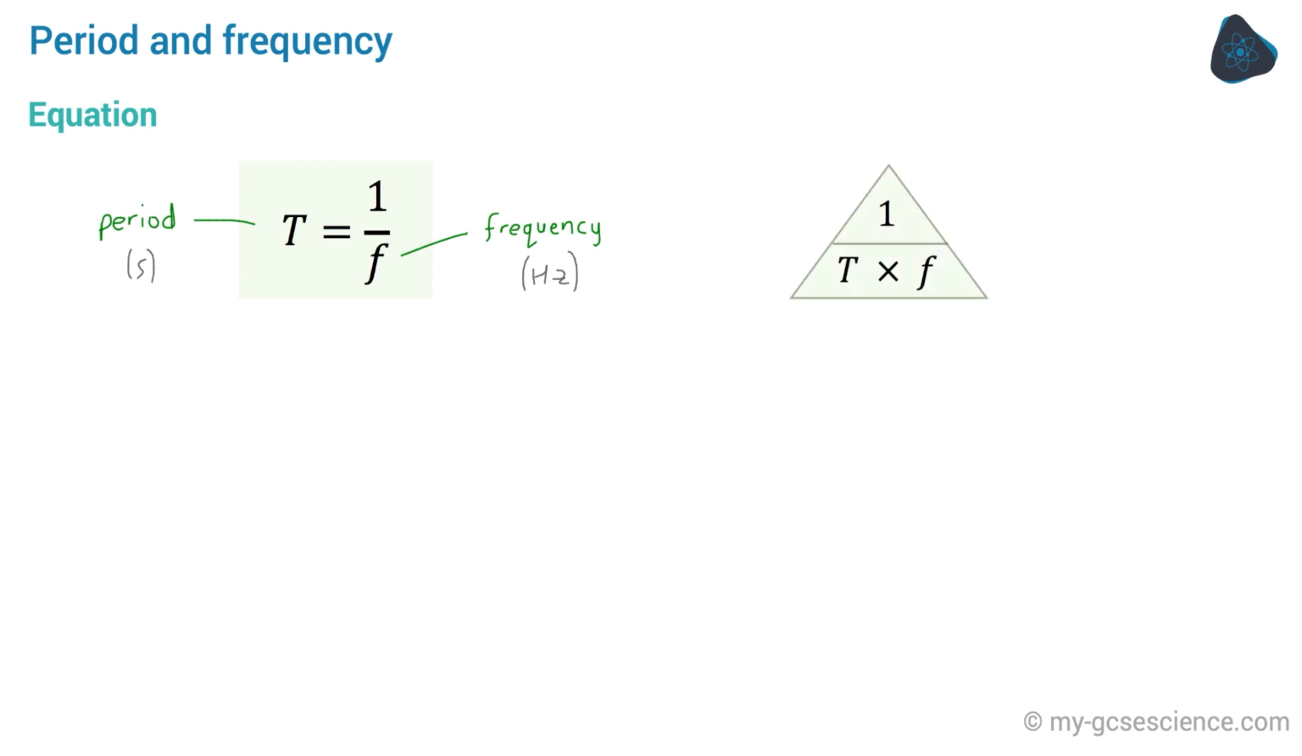The equation which links the period of a wave to its frequency looks like this. T equals 1 over f. When you're using this equation, if you keep the period in seconds and the frequency in hertz, you won't go wrong. And if it's the kind of thing that floats your boat, here's the formula triangle.